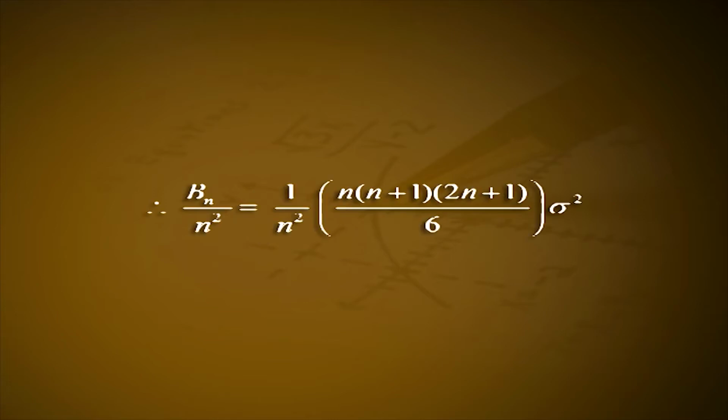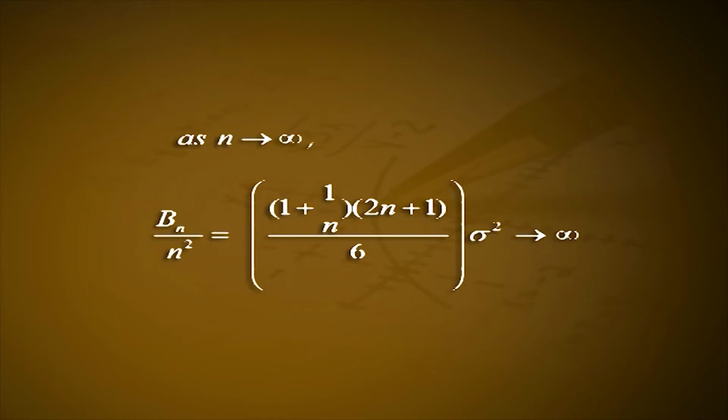Therefore, Bn by n squared is equal to 1 by n squared into n into (n plus 1) into (2n plus 1) all by 6 into sigma squared. Then as n tends to infinity, Bn divided by n squared, that is equal to (1 plus 1 by n) into (2n plus 1) all divided by 6 into sigma squared, tends to infinity. Hence, WLLN cannot hold good for the sequence Sn.